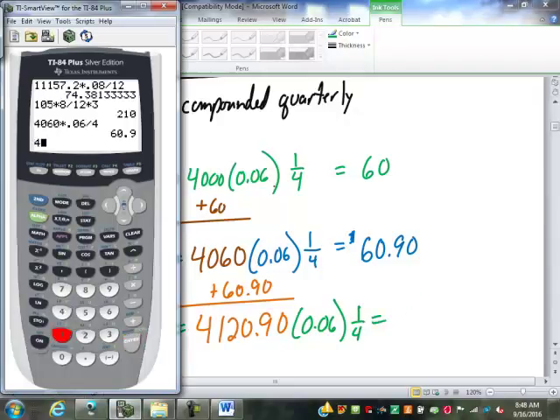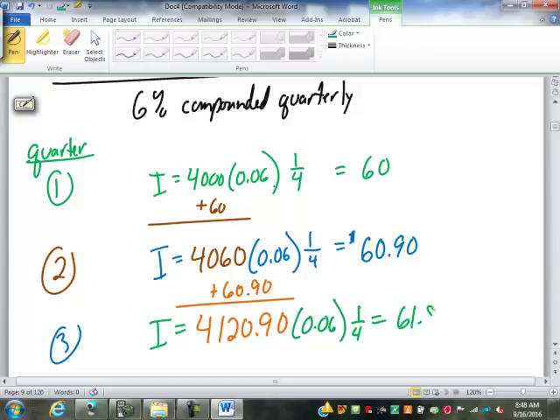So we figure our interest off of that. 4,120.90 times 0.06 divided by 4 is $61.81. So you can see each quarter the amount of interest goes up. Even though you haven't put any money into the account, the amount of interest goes up because the interest is adding in. So you're getting interest on top of the interest.